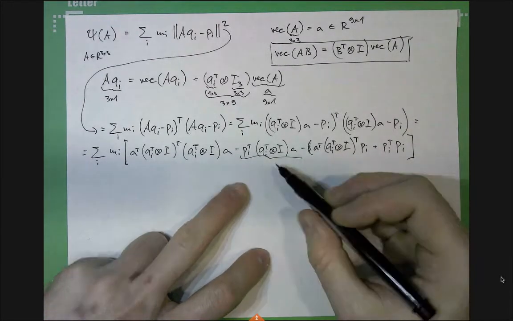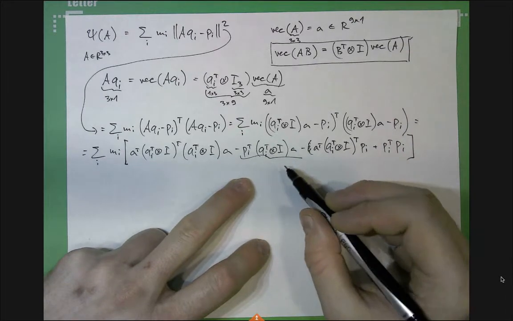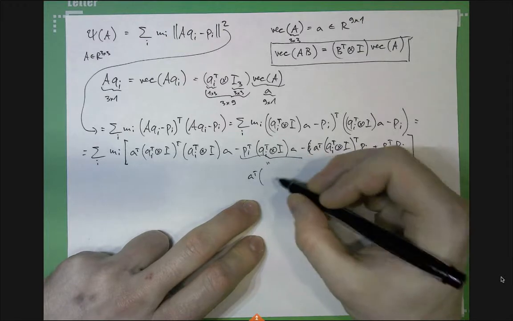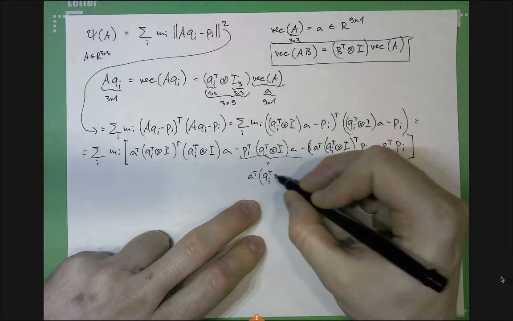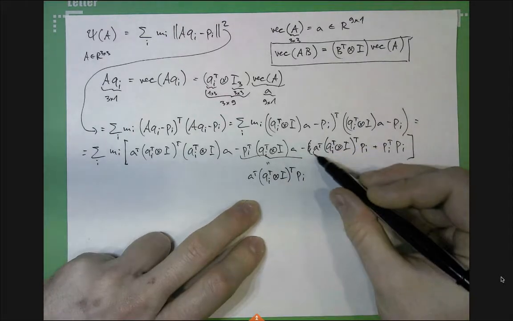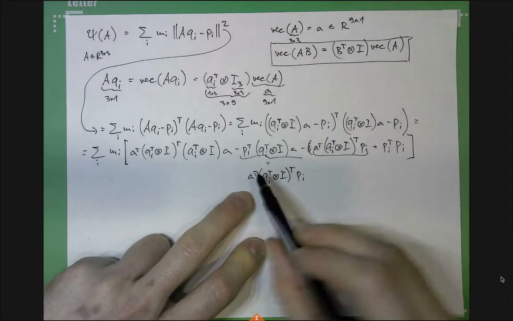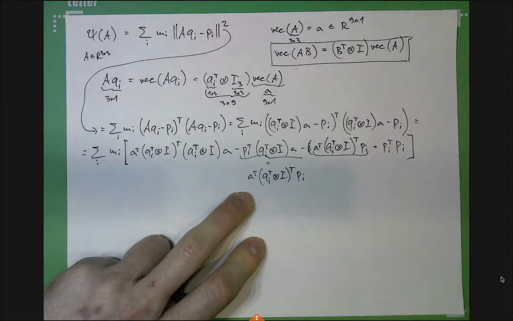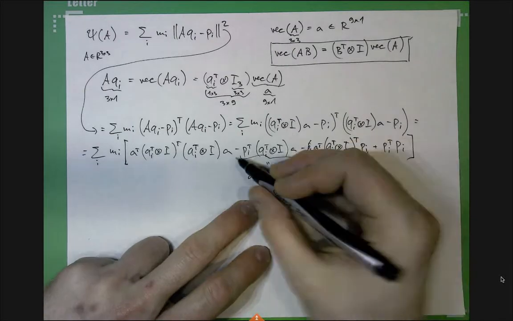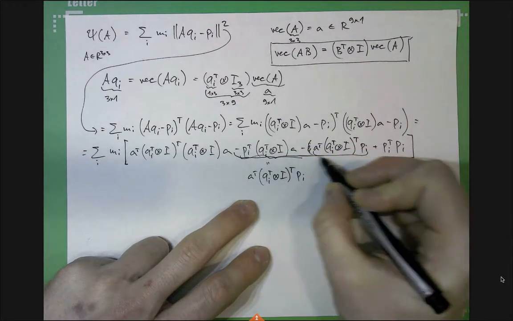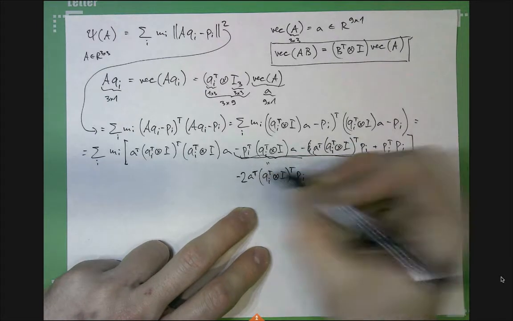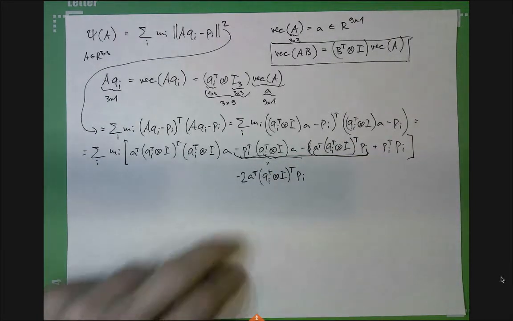So the first thing is that this is a 1x1 matrix, so I can transpose it and I get the same thing. So this is equivalent to a transpose QI transpose Kronecker identity transpose PI, which is exactly the same thing as here. So I have just this twice there. That's the form I want. So these two terms are the same, so I can just combine them into one with the minus.